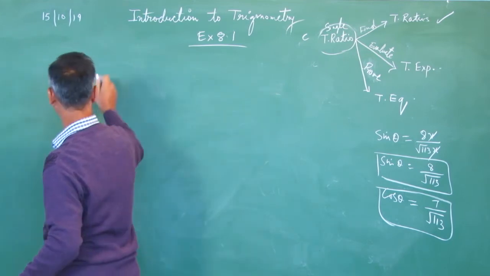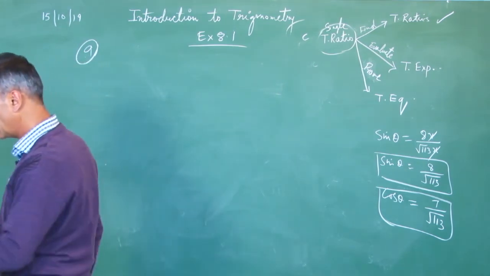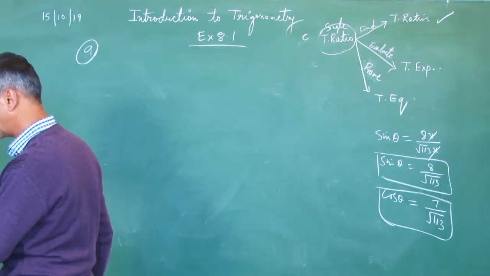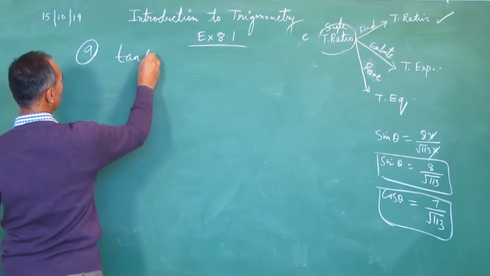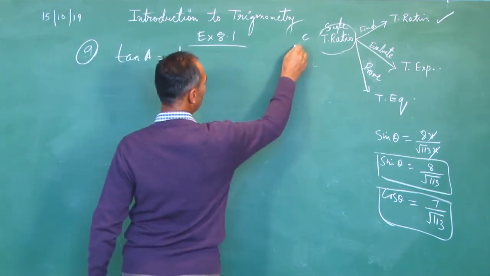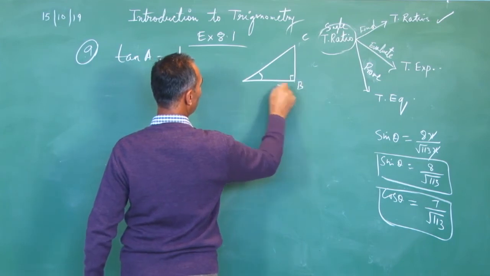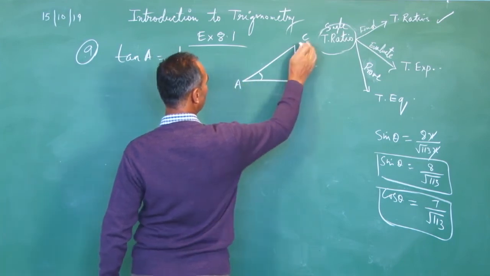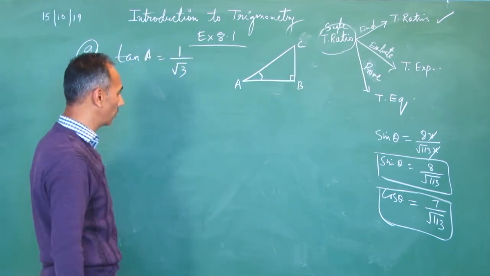Question number 9 says that, what's given? Given is in a triangle ABC, right angled at B, tan A is 1 upon square root of 3. Right angled triangle. So it's right angled at B. So A is the acute angle. This is my C. So tan of A is 1 by square root 3.